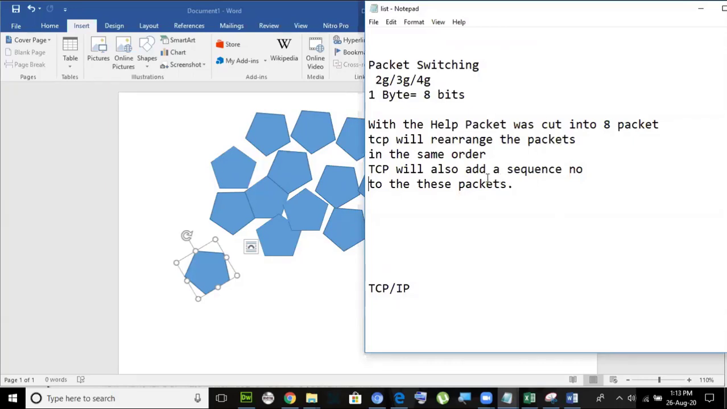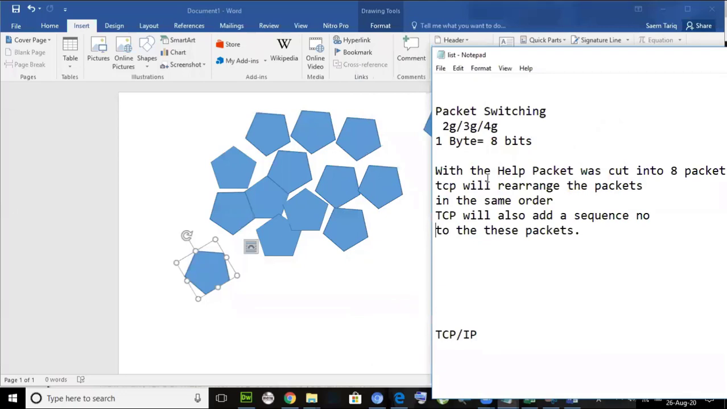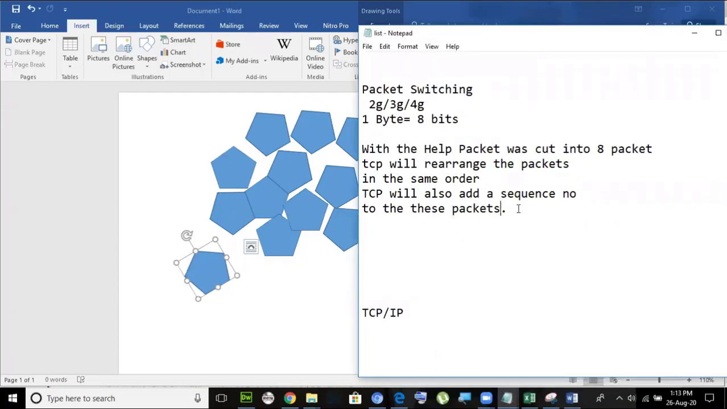Okay, the packets are in the air right now, but you can't see them obviously. So what I'm saying is, तो आपके जो cells हैं, this is how they help us. Okay, so TCP basically does this. TCP basically has the following properties: that TCP cuts down the packet into 8 packets. TCP will arrange the packets again.